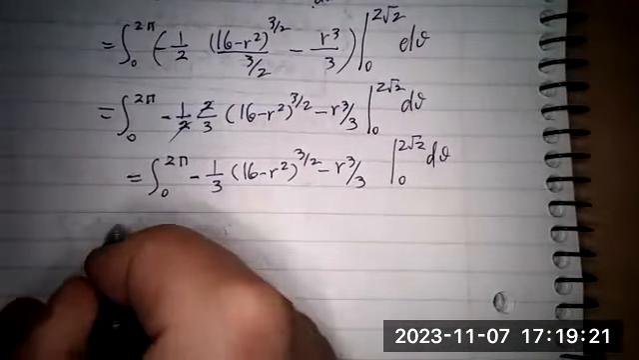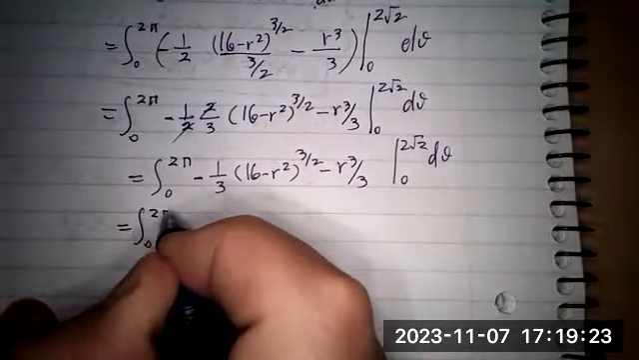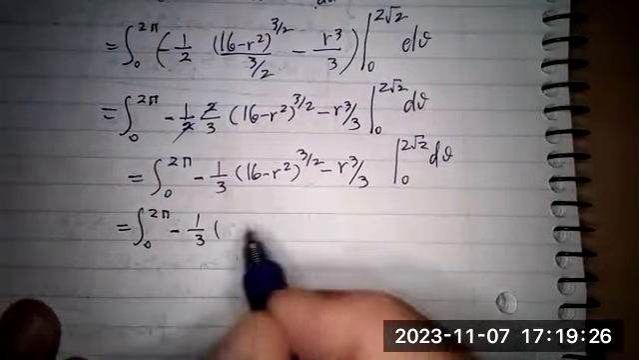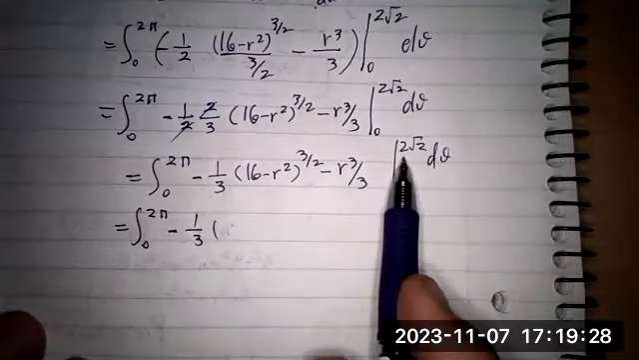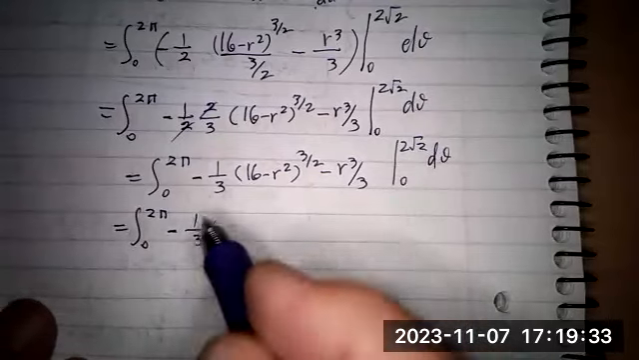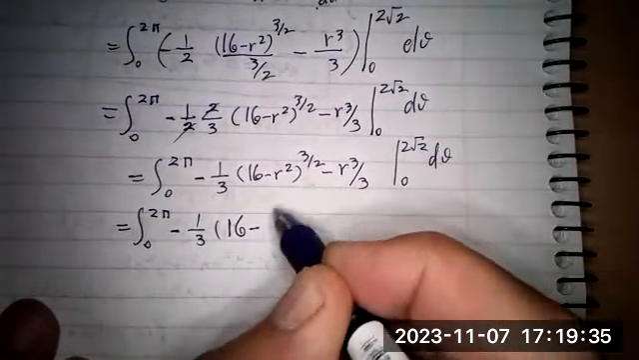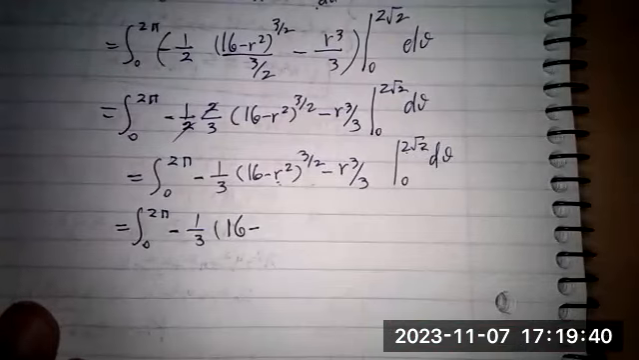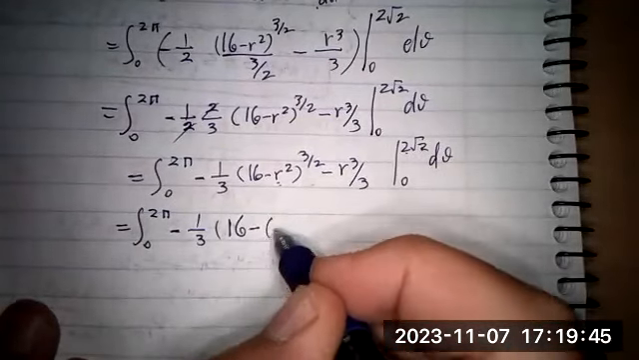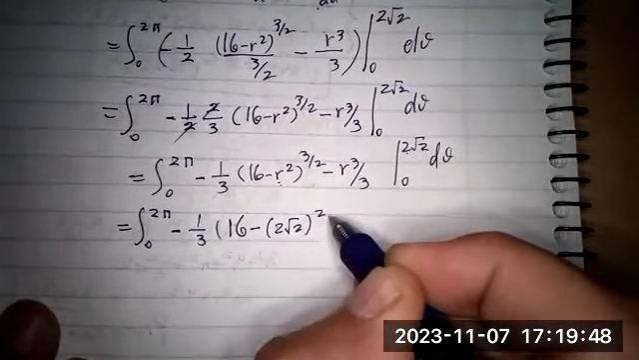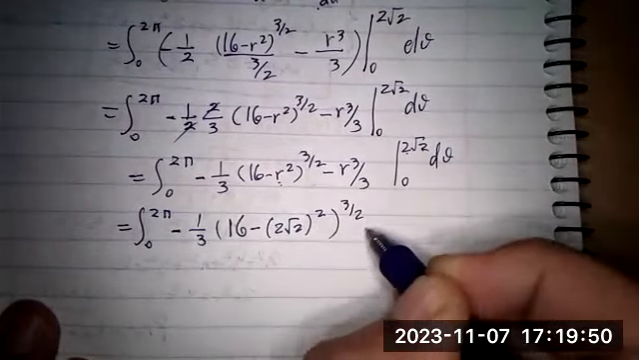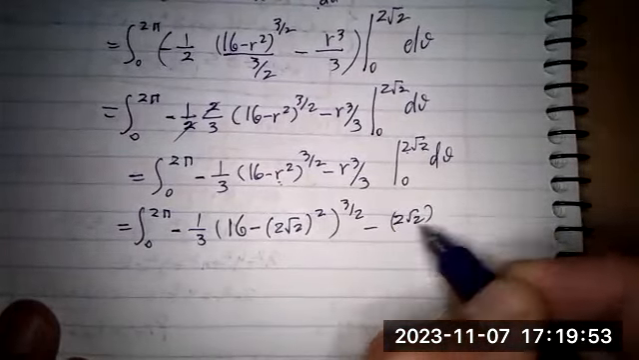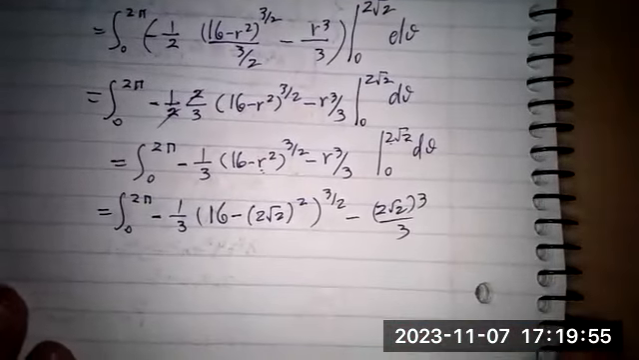So this is it. It's going to be 0 to 2 pi, negative 1/3, 16 minus r squared. R is 2 radical 2, which is like a radical 8. So that gives you 16 minus 8 if you substitute. Okay, 2 radical 2 squared. I can write it down so that you know what's going on. It's (2 radical 2) all squared, then the 3/2, minus (2 radical 2) to the 3rd over 3.